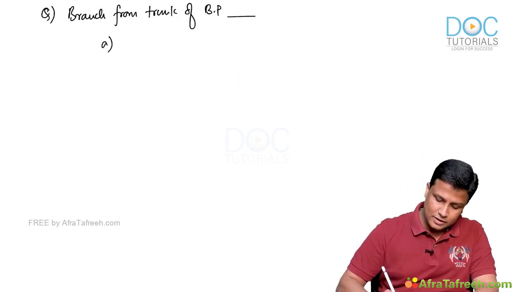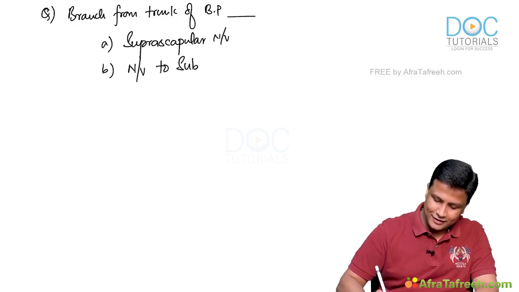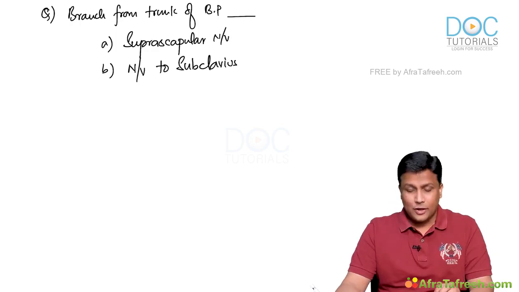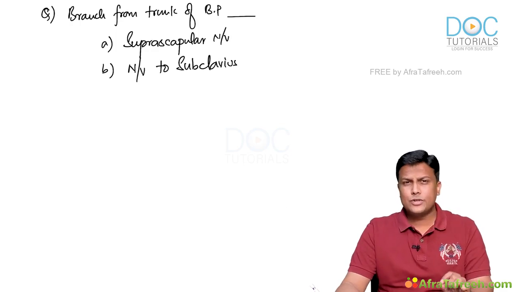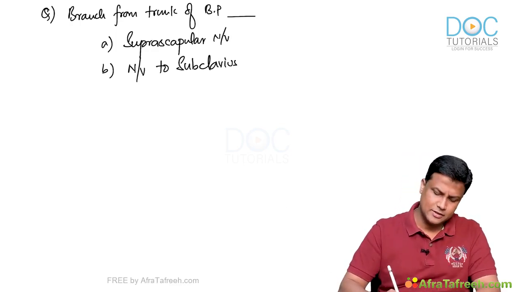One of the options was given as suprascapular nerve, and another option was nerve to subclavius. There is a reason why I'm making you write down this question here, guys. So read the question very, very carefully. Which of the following is a branch from the trunk of the brachial plexus? Trunk of the brachial plexus.